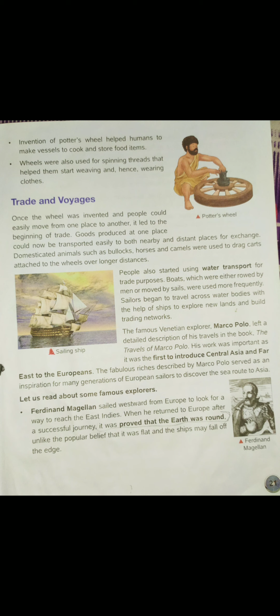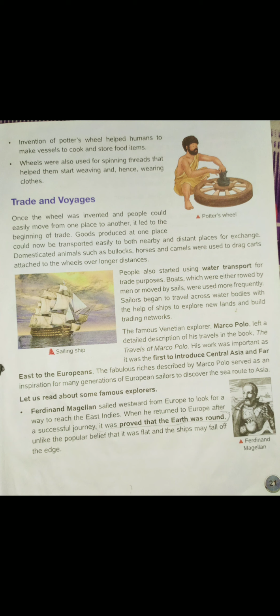Domesticated animals such as bullocks, horses and camels are used to drag carts attached to the wheels over longer distances. People are very clever. They use camels, horses, bullocks or oxen to drag heavy loads and carry them from one place to another.